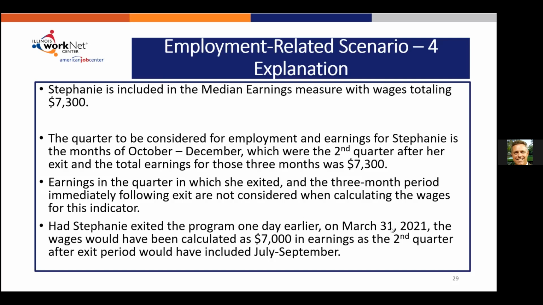Had she exited one day earlier, March 31st, which is the end of a quarter for performance purposes, then it would have gone to the 3 months prior to that, or the July to September period, at which point the calculation would have been $7,000. So very important to know those dates, because in this case, one day makes a huge difference on what you should be capturing. Always have that in your mind.